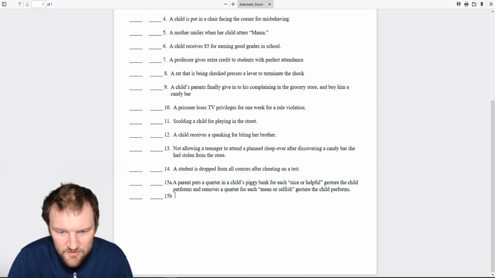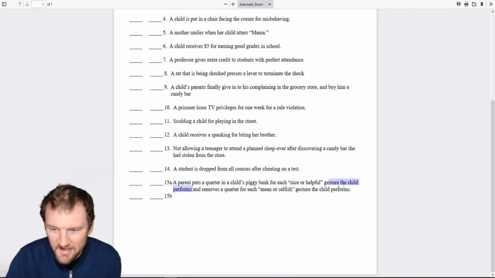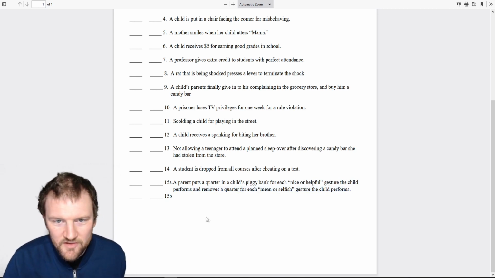Number 15, some people get confused about. It's just the first half of the sentence is 15A, the second half is 15B. So go ahead and complete that, and then that'll be your assignment for today.